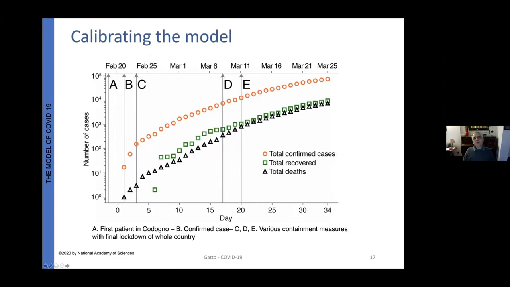Now, of course, we had to calibrate the model. And here you see a semi-logarithmic scale, days, and so first patient in Codogno on February 19, and then the development of the disease up to the end of March. And these are the data that we've been using to calibrate the model.